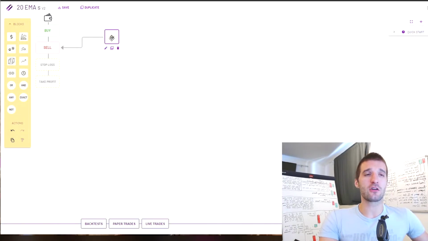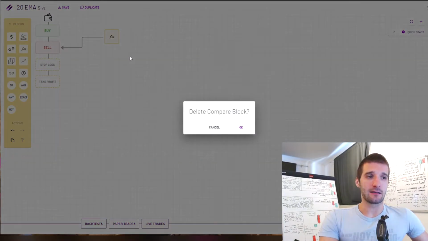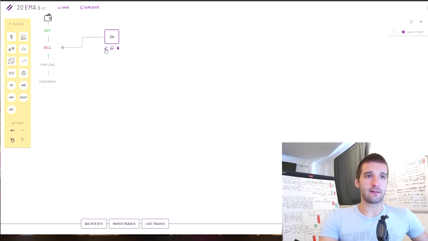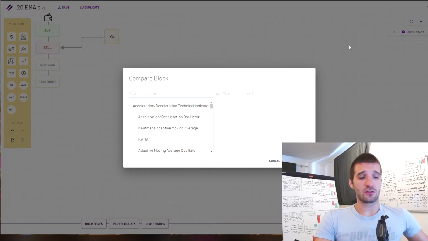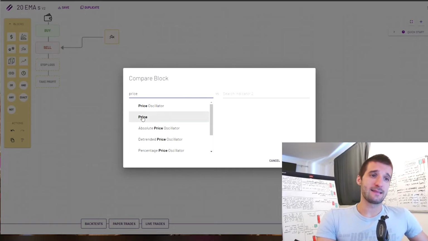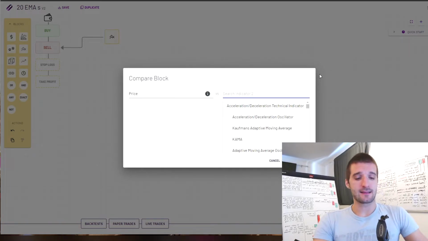So first what we're going to do, we're going to edit. You just click on this block and you have edit this block, position, whatever. You can copy it and you can delete it, you see. But we're going to edit right now, and you get this window over here. The first thing we're going to type over here is the price. So price action is going against EMA.